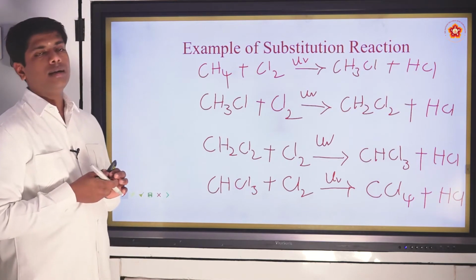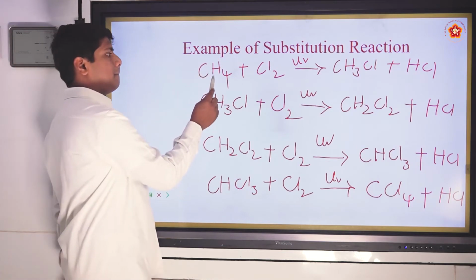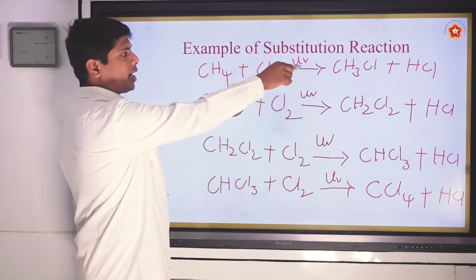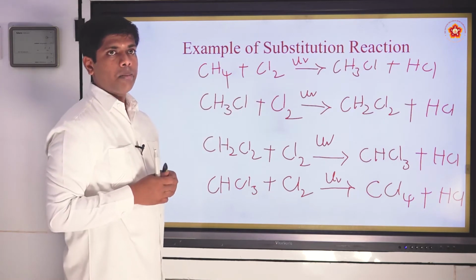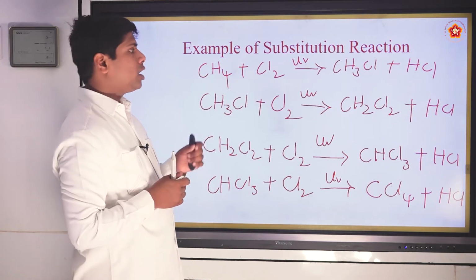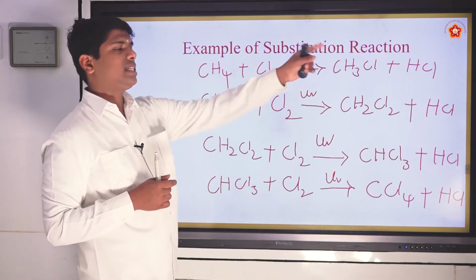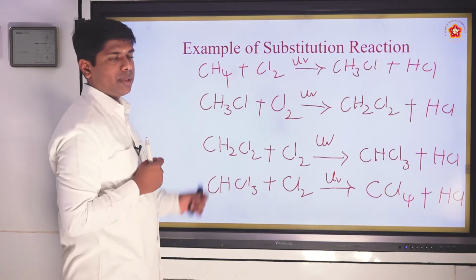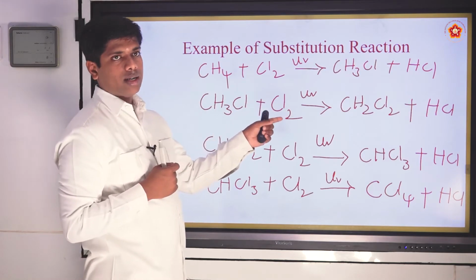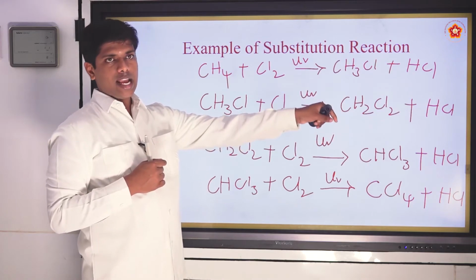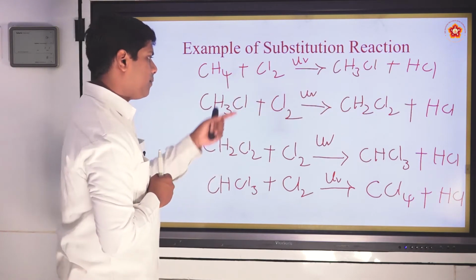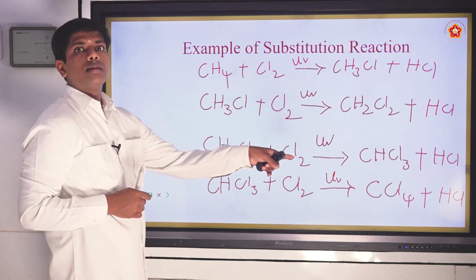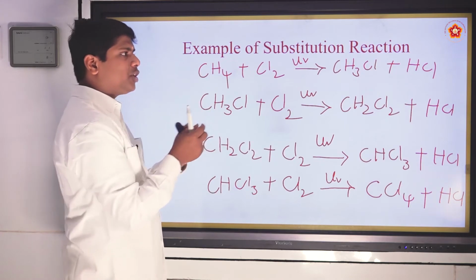Once again, I'll repeat. Methane reacts with chlorine in the presence of sunlight, and it forms methyl chloride, or chloromethane, where HCl gas is liberated. Similarly, when CH3Cl, that is methyl chloride, reacts with chlorine again, it forms dichloromethane and HCl is liberated. When dichloromethane reacts again with Cl2, this is a substitution reaction.